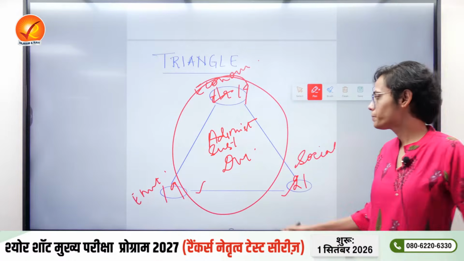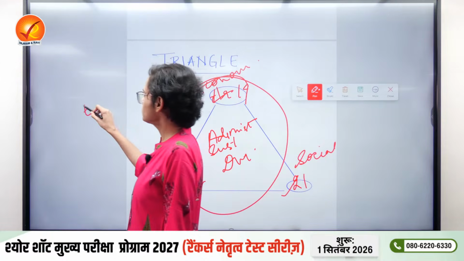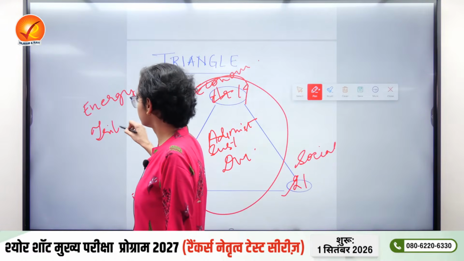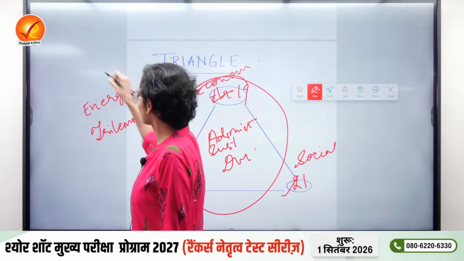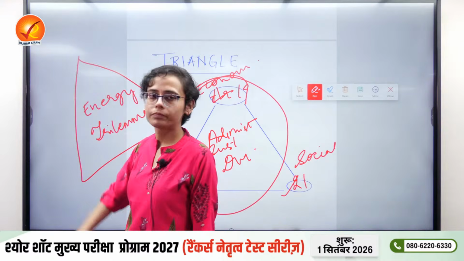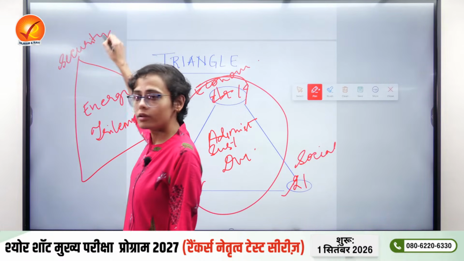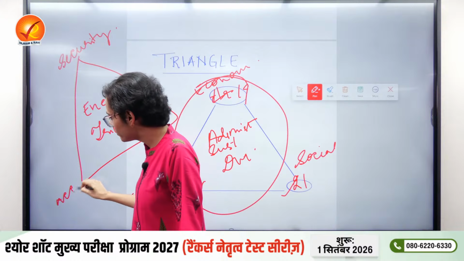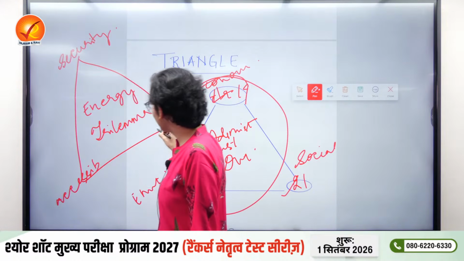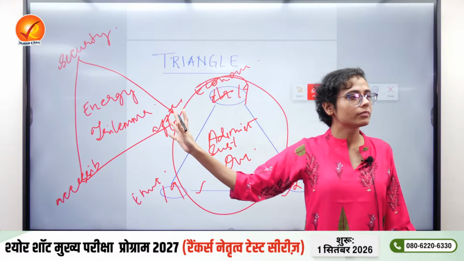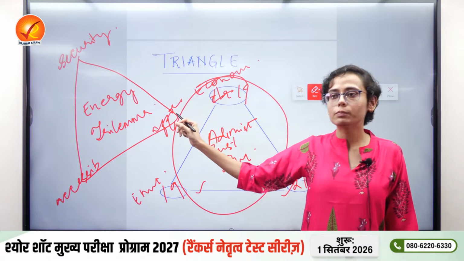And let's say energy trilemma, where we need security, we need accessibility, and we need affordability. Very simple, but it will definitely improve your marks.